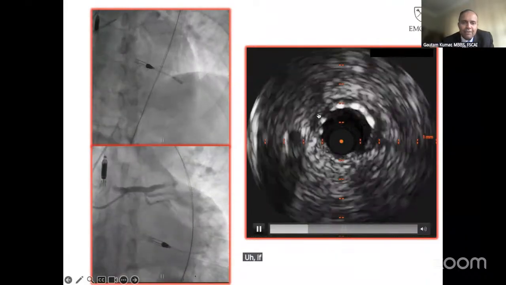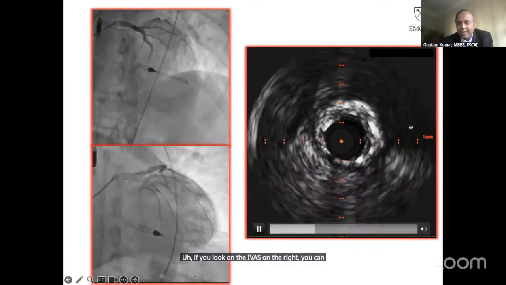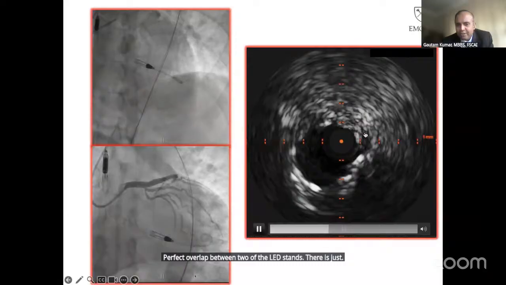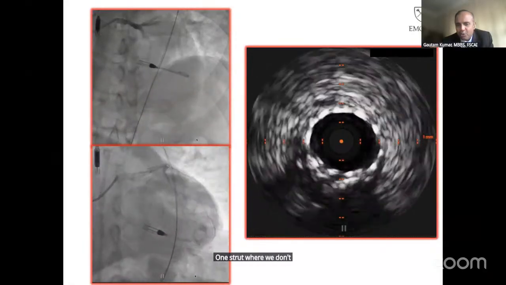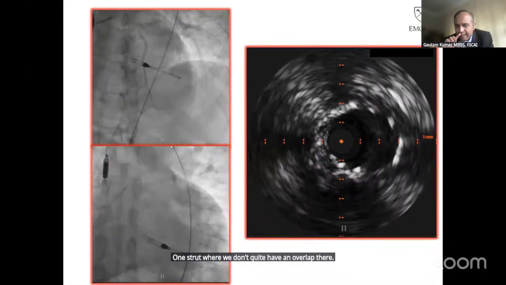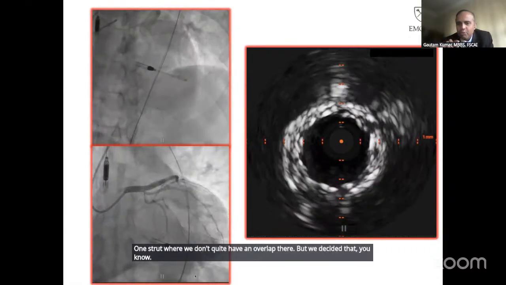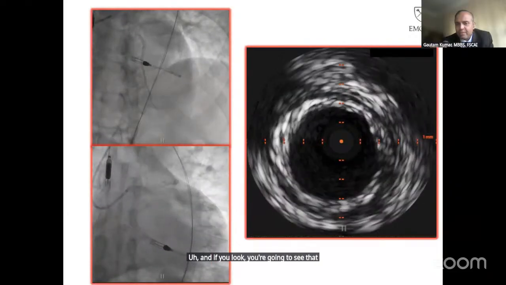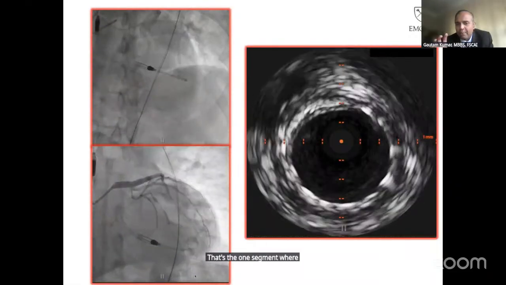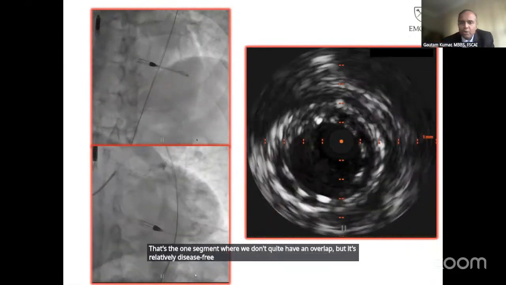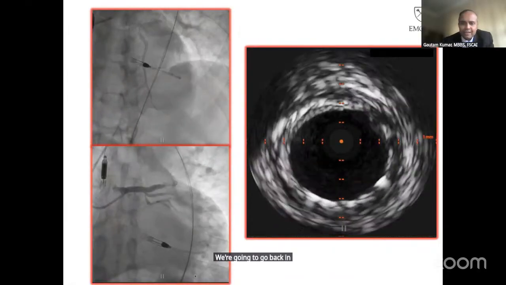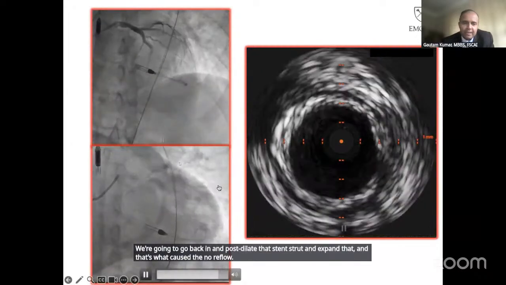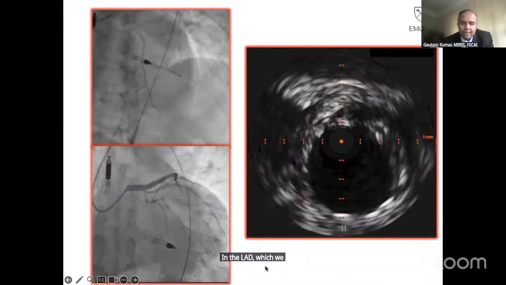If you look on the IVUS on the right, you can see we did not get perfect overlap between two of the LAD stents. There is just one strut where we don't quite have an overlap there, but we decided that we're going to leave that at that point. And if you look, you're going to see that there, right there. That's the one segment where we don't quite have an overlap, but it's relatively disease-free. We're going to go back in and post-dilate that stent strut and expand that. And that's what caused the no reflow in the LAD, which we then had to fix with epinephrine.